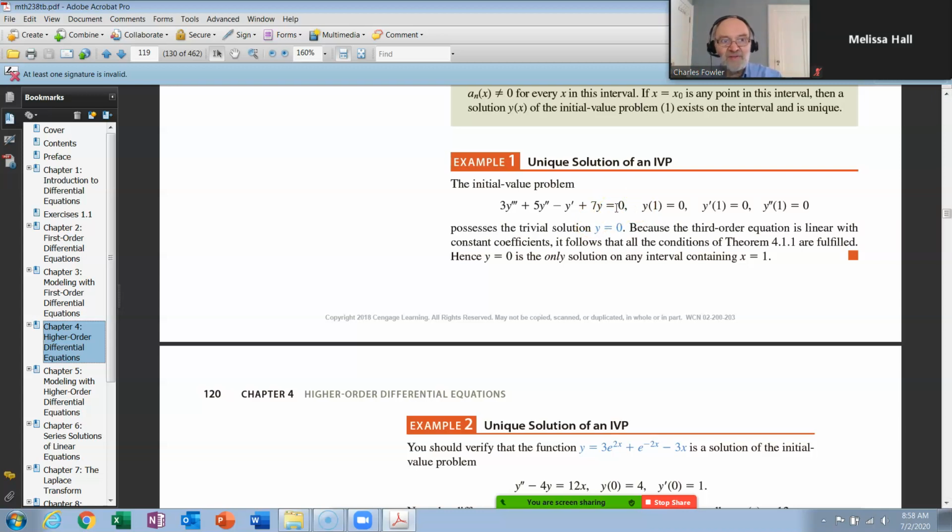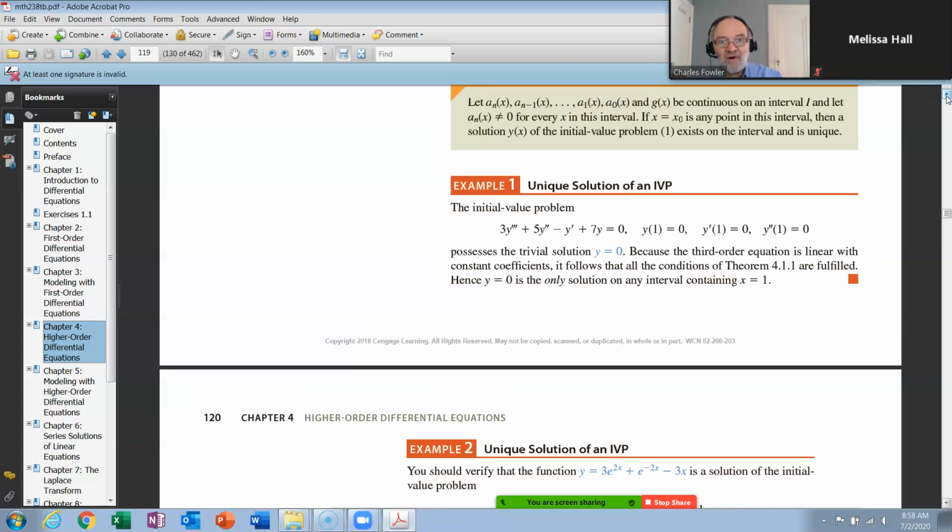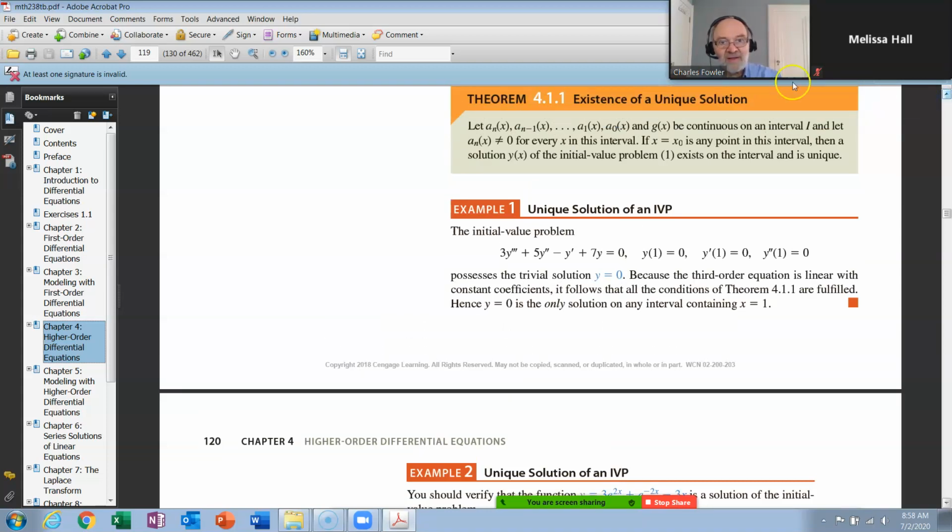So all the conditions here are met. Your a's are all continuous. The constant function 0 is continuous everywhere, on any interval I, from negative infinity to positive infinity.